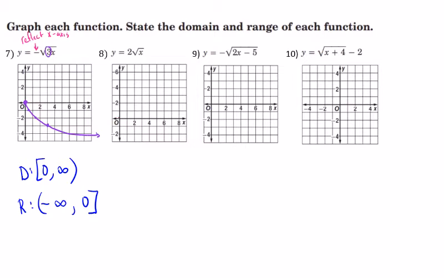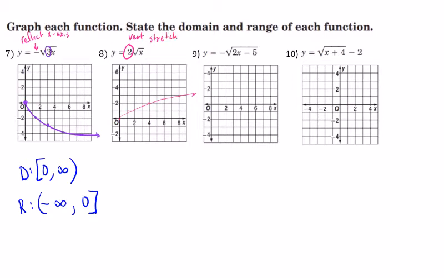We know it goes through (0, 0), (1, 1), (4, 2), and (9, 3), right? So it's going to be something like this. Okay, and so the only thing we're doing on this one is we're multiplying by 2 on the outside. So that's going to be a vertical change, and when we multiply by 2, it's actually going to be a stretch.